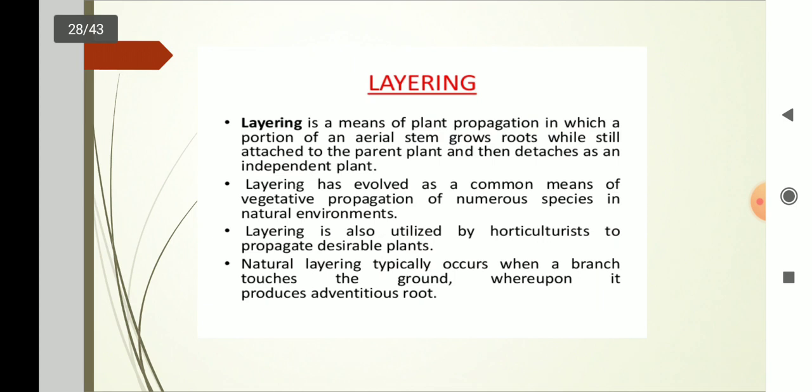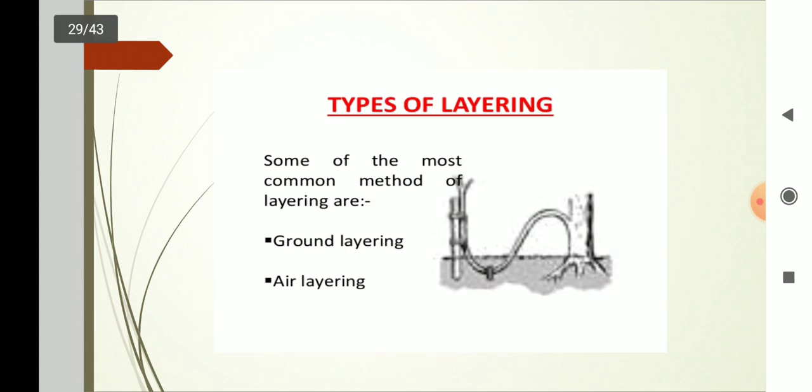The second technique is layering. Layering is a means of plant propagation in which a portion of an aerial stem grows roots while still attached to the parent plant and then detaches as an independent plant. Layering evolved as a common means of vegetative propagation of numerous species in natural environments. Layering is also utilized by horticulturists to propagate desirable plants. Natural layering typically occurs when a branch touches the ground, whereupon it produces adventitious roots.